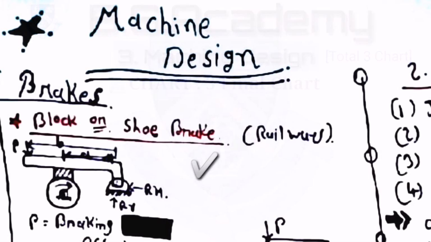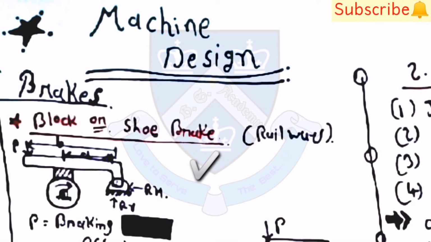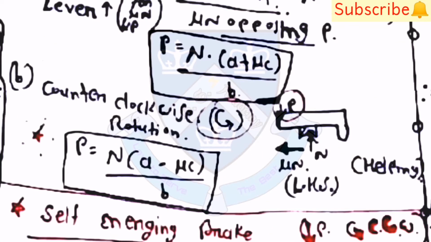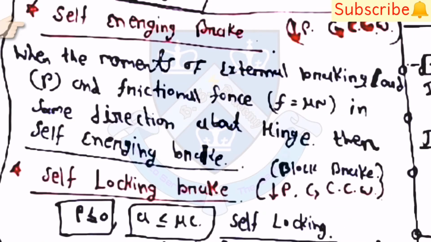As you can see here, the first one is the block or shoe brake. For that, the equation of P will be P equals N into (A plus mu C) upon B. Then for counterclockwise rotation, P equals N into (A minus mu C) upon B. Then self-energizing brake: the load is applied in the downward direction, and when the moments of the external braking load P and the frictional force are in the same direction about the hinge, the self-energizing brake will be produced.